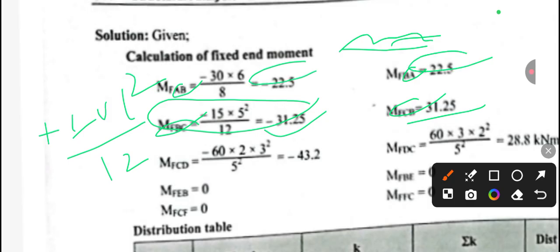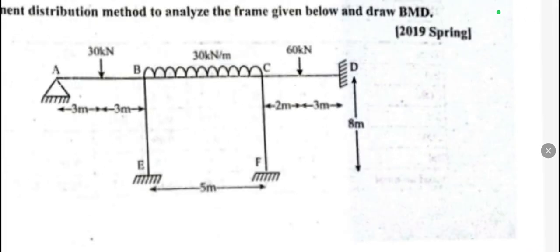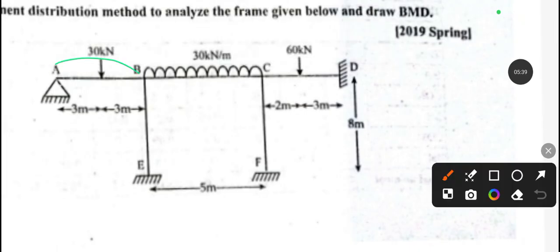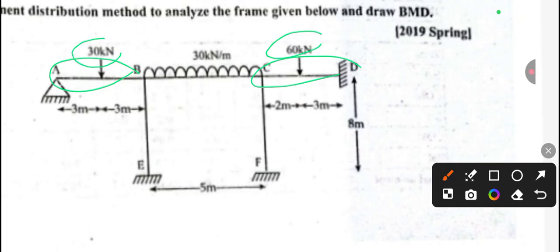Now again for CD, you can see here in both cases we have a point load, for the AB section and for the CD section. In both cases we have a 60 kilonewton load over here, and 30 kilonewton load for AB. But you can see this load is acting at the center.